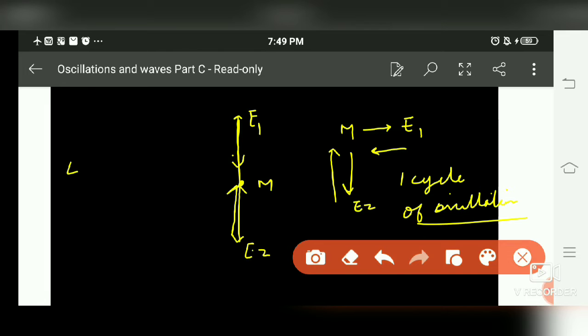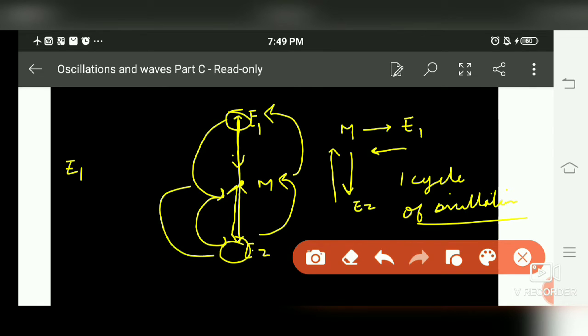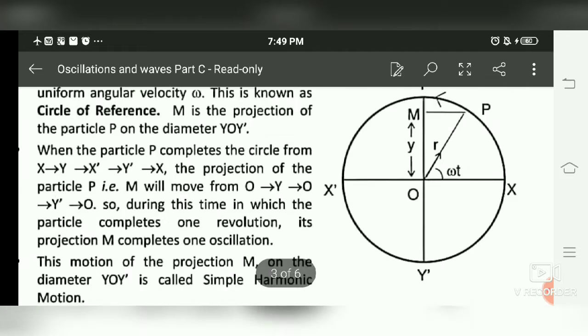Or we can say one cycle of oscillation means it starts from E1, moves to mean, then E2, then to mean, and then back to E1. Or it starts from E2, moves to mean, then to E1, then to mean, and then back to E2. This is also one complete cycle. So this is the simple harmonic motion.